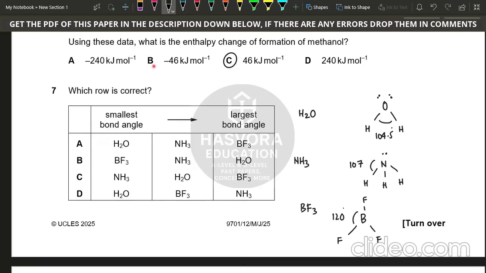Now you can just arrange it: H2O, then NH3, and then BF3. So the first row looks correct, so this will be your answer A. Okay, let's move on.